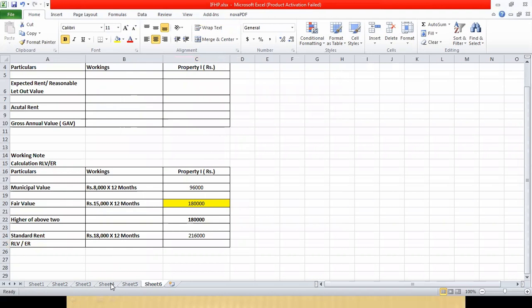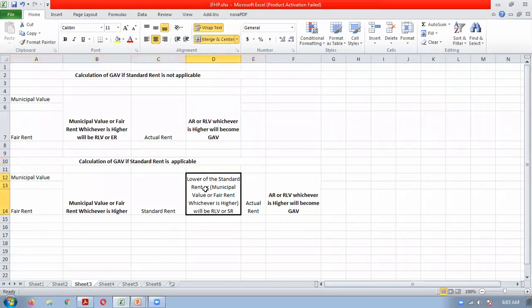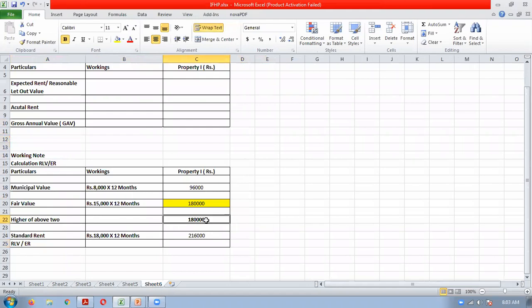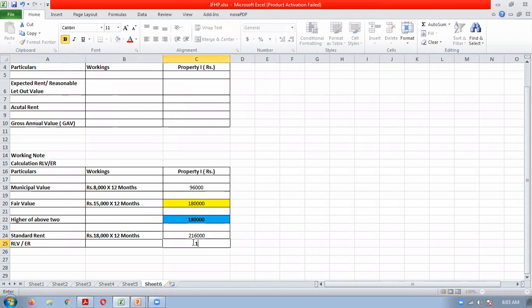If standard rent is there, we have seen how we will calculate the RLV. We will have to compare the higher value with the standard rent. Whichever is lower will become the RLV. So here the lower value is 1,80,000. So 1,80,000 will become the RLV. Correct, because in case of standard rent, the lower value will become the RLV.